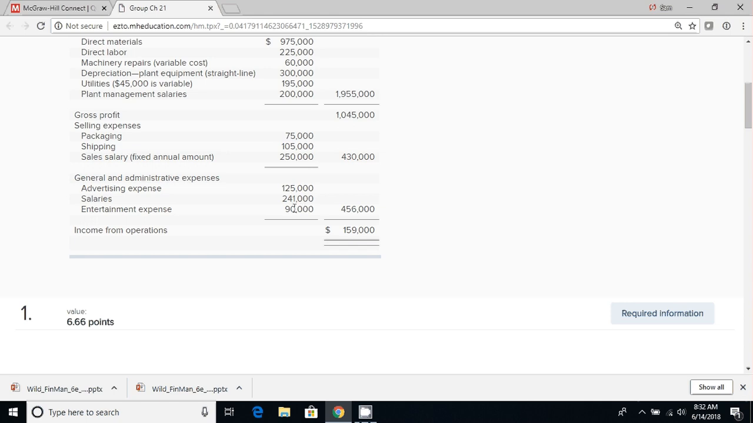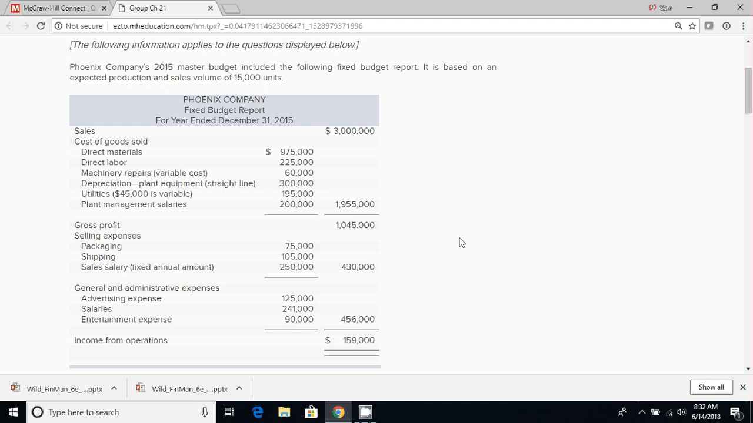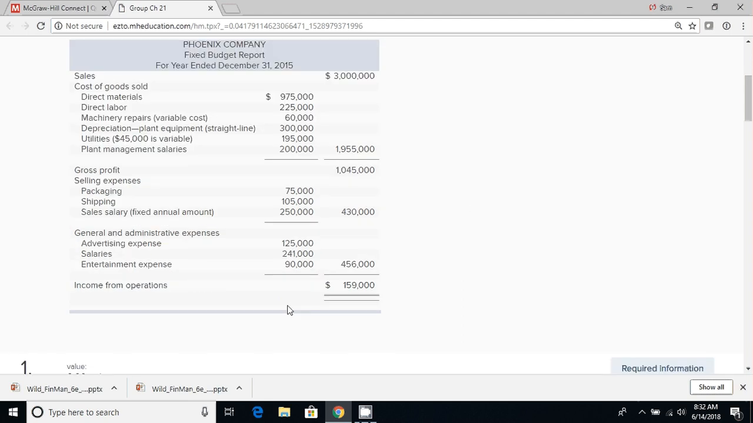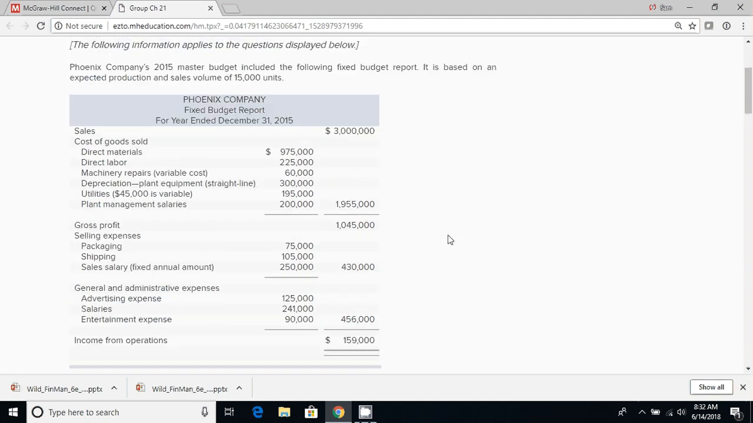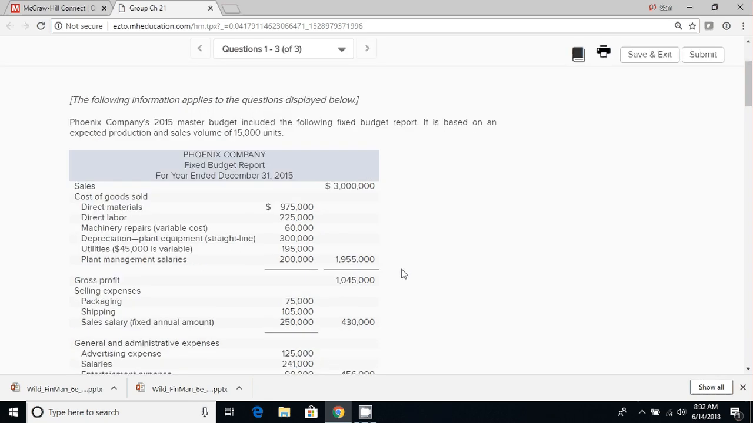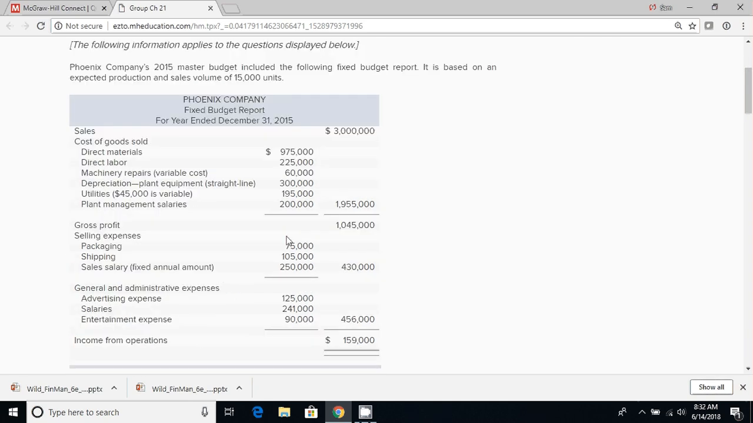Don't you want to work there? $90,000 worth of entertainment expense. Hope they had a company party and we were invited. But maybe it's the company Christmas party, who knows? It is December 31, 2015, as a matter of fact. That'd be one heck of a Christmas party, right?